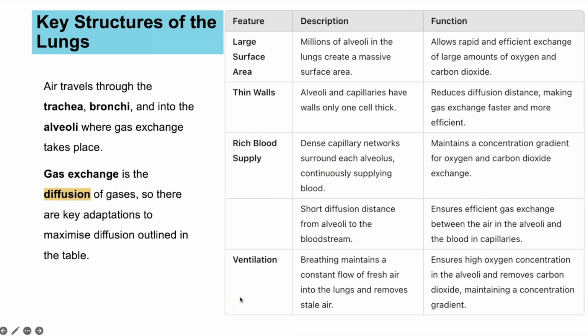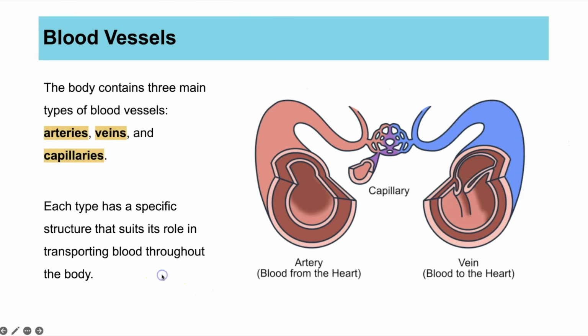Finally is ventilation, which means inhaling and exhaling. And because we're constantly breathing in air, which will have a higher concentration of oxygen, and exhaling air, which has a higher concentration of carbon dioxide, this ventilation is maintaining the concentration gradient as well. So those are our key features, how they are maintaining or increasing the rate of gas exchange.